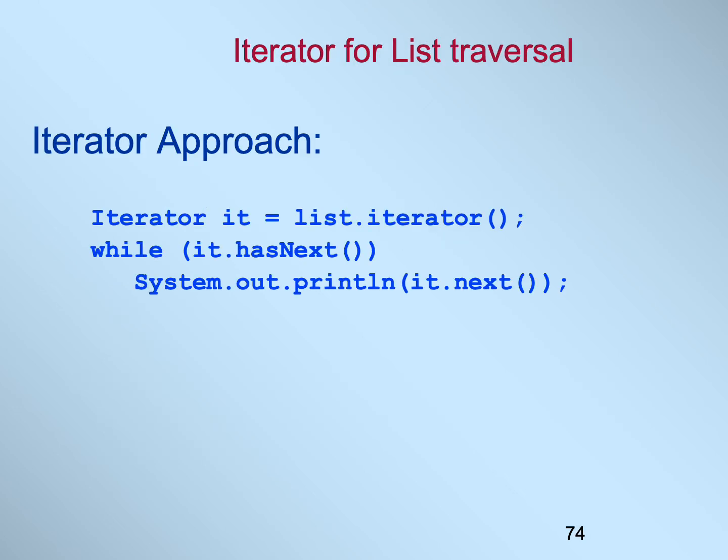In the iterator approach, we will write Iterator, call it whatever you want, equal list.iterator(), and then using the while loop, while it.hasNext(), then we will print out the value of it.next().